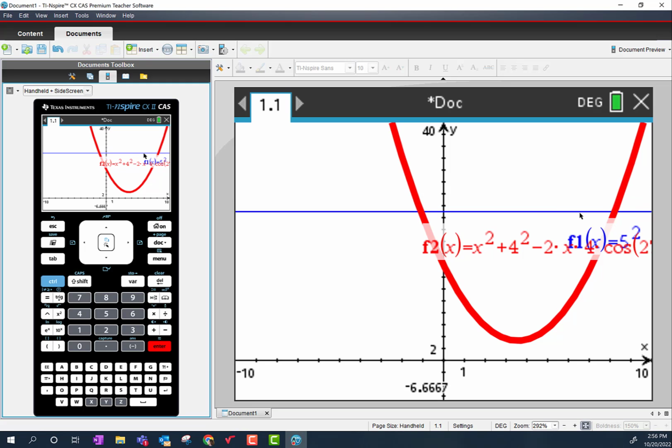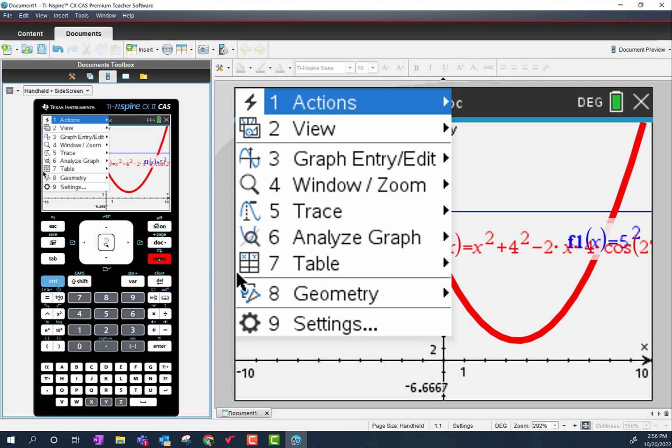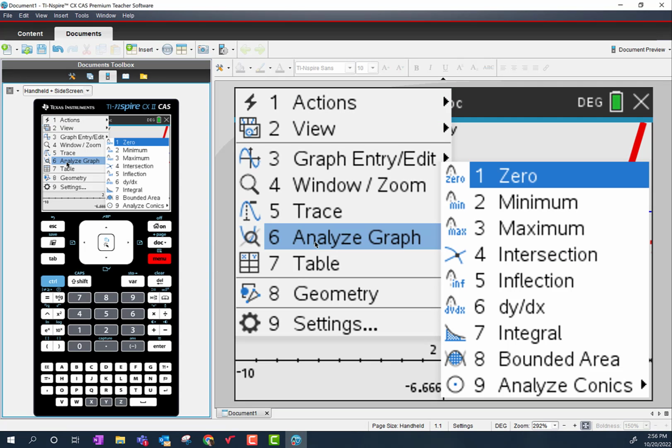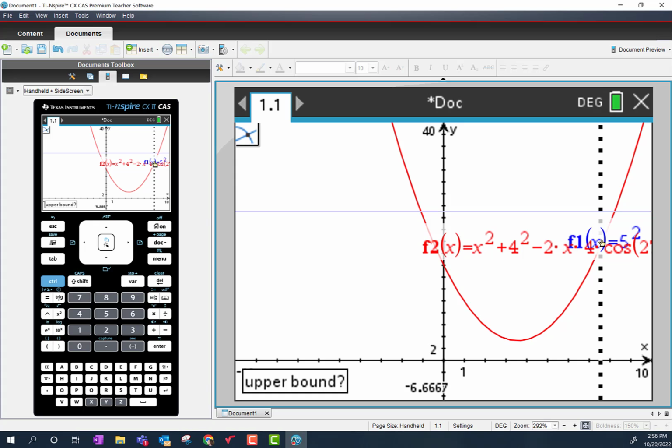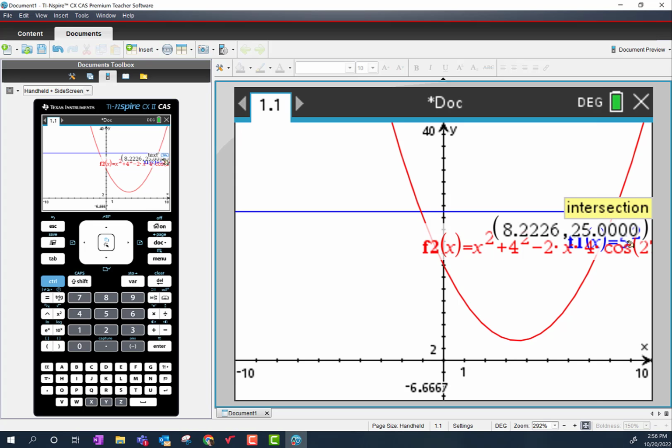So let's go ahead and calculate that intersection with our calculator. We do menu, analyze graph. See, number 4 is intersection. So we go over here and we click that up. That's the lower bound and that's the upper bound. And there.